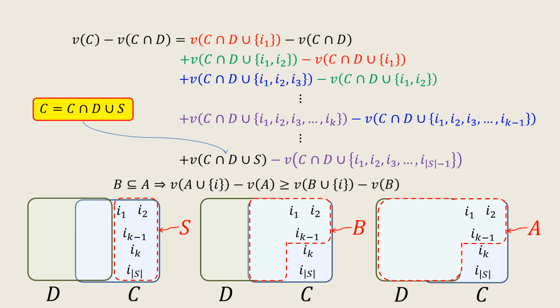But C is equal to C intersection D union S. Hence, this is equal to V of C, whence the left hand side is equal to the right hand side.